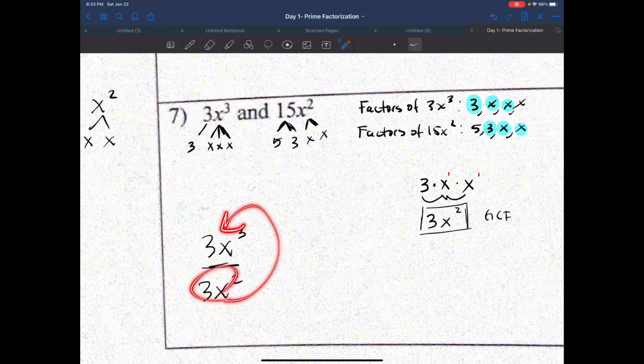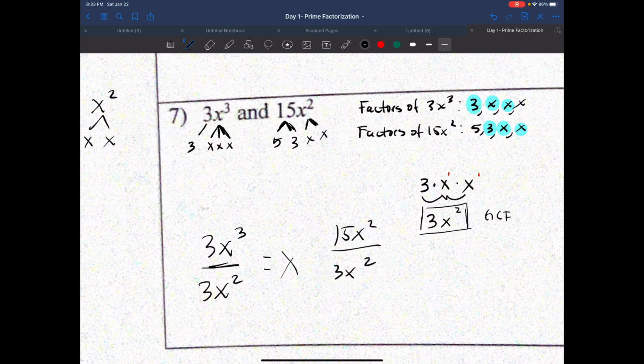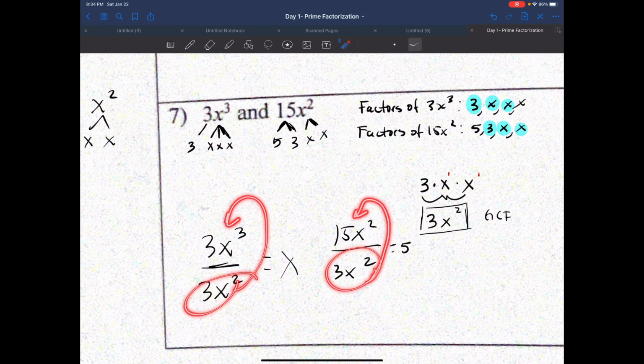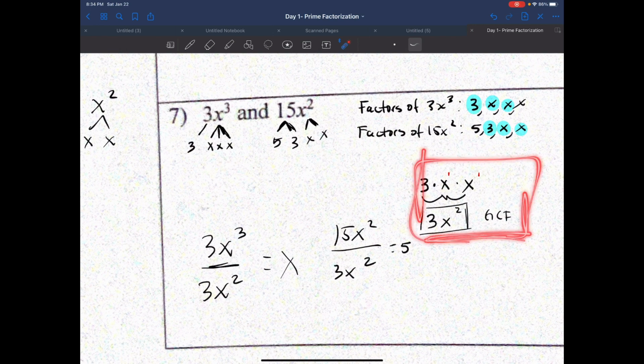this number goes into here, which will give me, well, 3 divided by 3 is just 1, and then x cubed divided by x squared is just x. This is just saying, okay, 3x squared times x will give me 3x cubed. And then I'm going to look at the 15x squared. Well, 15x squared divided by 3x squared, 15 divided by 3 is just 5, and then x squared divided by x squared is just 1. So that means that 3x squared goes into 3x cubed, and then 3x squared times 5 will give me 15x squared, okay? So that's my GCF. So this is my answer.